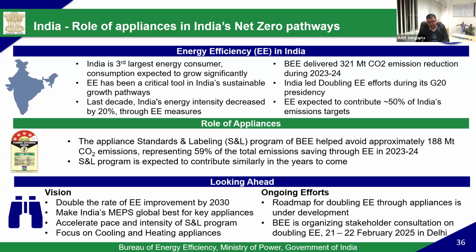Briefly talking about the way ahead, as I mentioned, our energy intensity improvement rate has been one of the fastest if you compare with other countries in the globe. We are also party to the global stocktake decision, and within the country we are aggressively trying to frame policies so as to double the rate of energy efficiency improvement by 2030. And we would also like to make India's minimum energy performance standards the global best for key appliances.